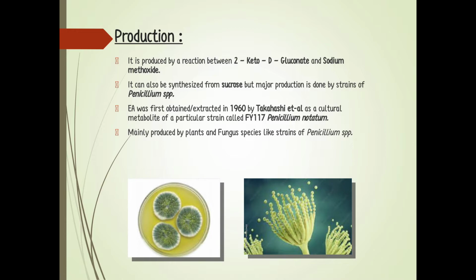As we have seen in the first slide, it is produced by the reaction between 2-keto-D-gluconate and sodium methoxide. It can also be synthesized from sucrose, but major production is done by strains of Penicillium species. It was first obtained by Takahashi et al., as a culture metabolite of a particular strain, FY117 Penicillium notatum, and it is mainly produced by plants and fungi like strains of Penicillium species.